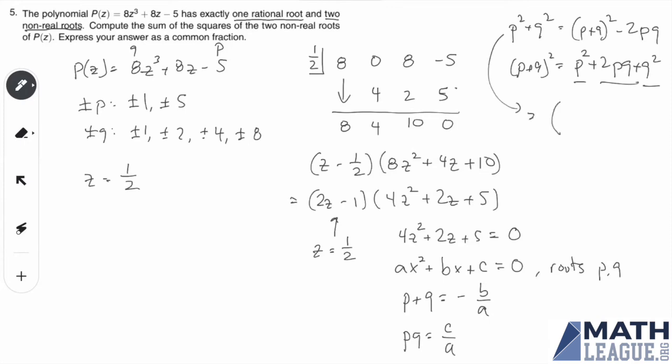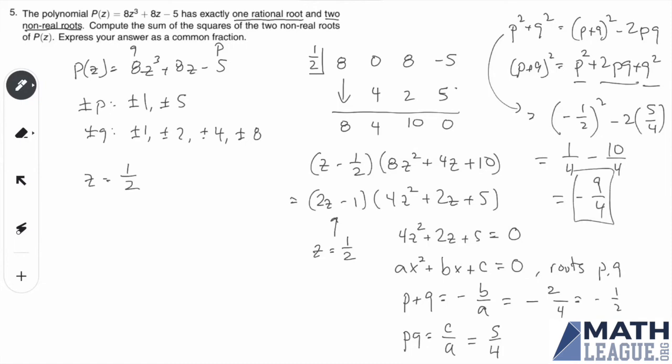This gives us p plus q is negative 2 over 4, which is negative 1/2, and pq is 5 over 4. So we'll get negative 1/2 squared minus 2 times 5/4. You get 1/4 minus 10/4, and our answer is negative 9/4.